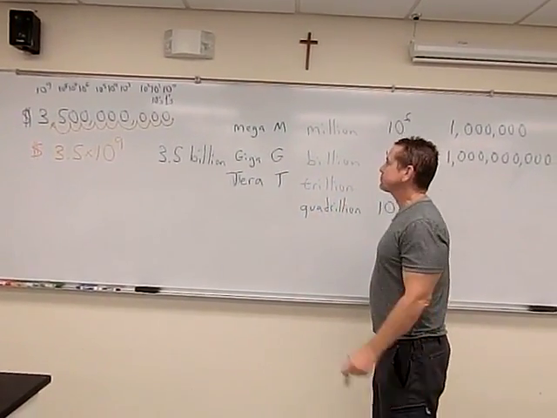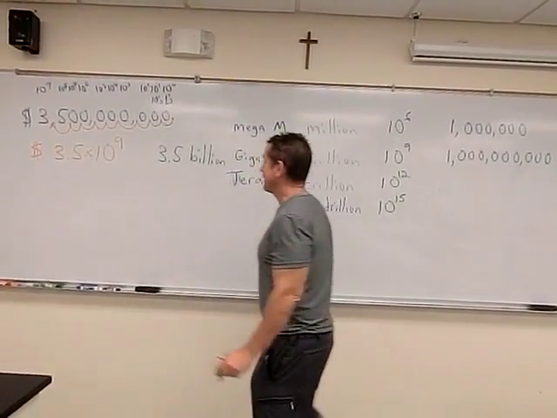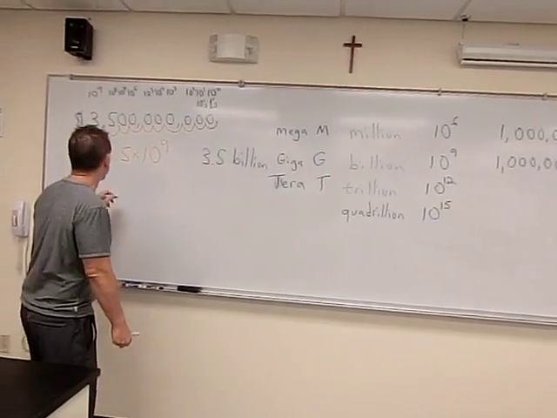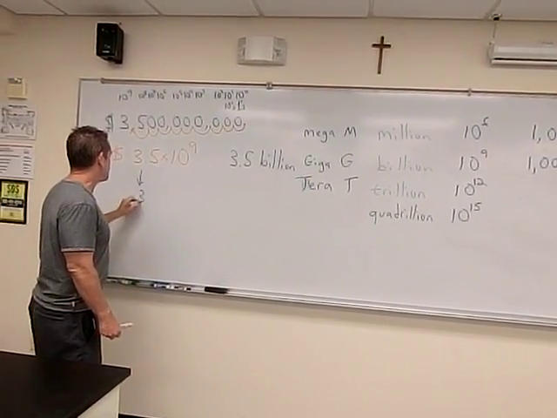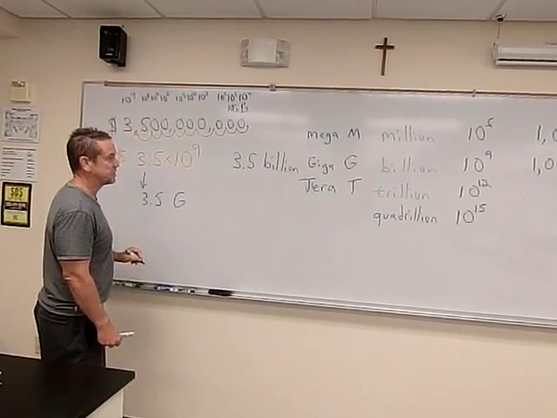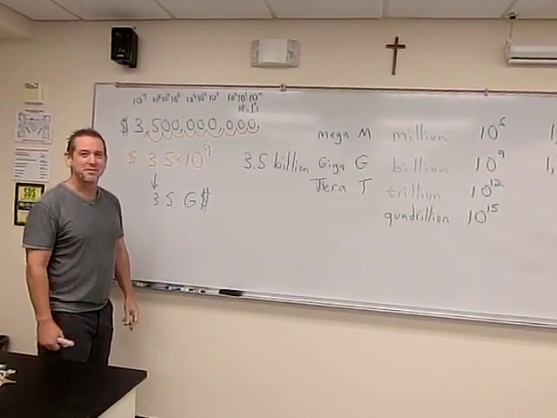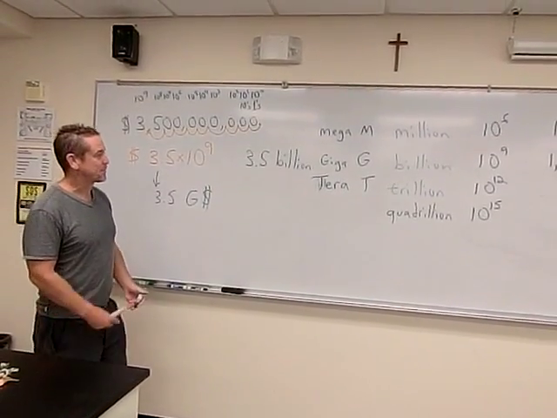Okay. So in the metric system, we could conceivably call this 3.5 giga, which is billion, dollars. But I don't think I've ever seen that before. I just made that up.